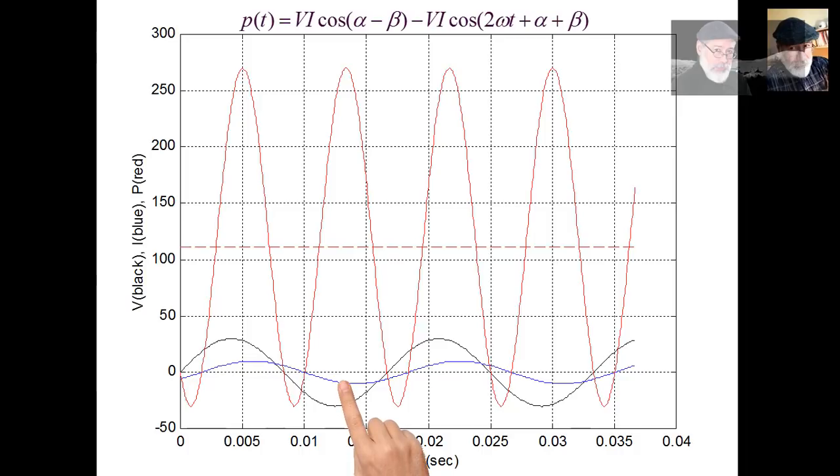And the blue one? The blue one is the current. The red one is power. The red one is power absorbed by that load. Observe something. Between this point and that point, the absorbed power by the load is positive.